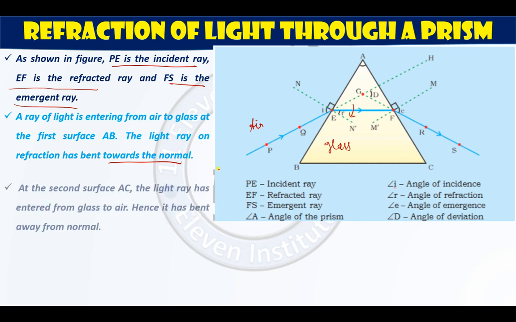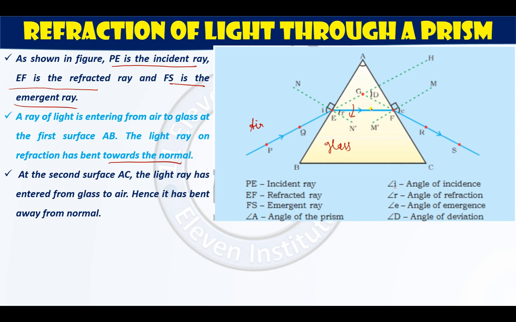At the second surface AC, this ray of light has to move from glass to air, right? From glass to air, so it will bend away from the normal. You can see this ray has bent away from the normal. This is the normal and it has bent away from it. Fine.